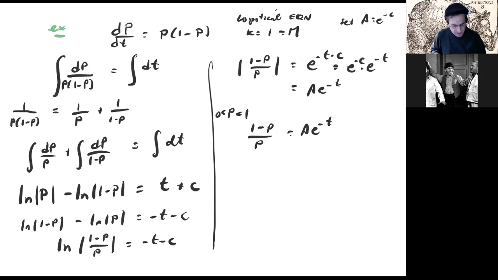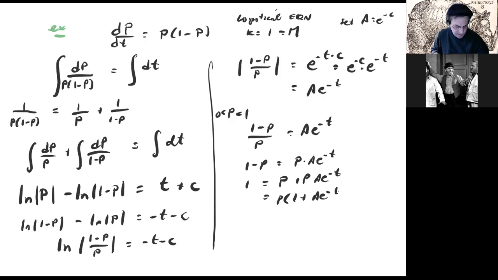And what happens then, we can solve for P, because by cross multiplying, we'll get 1 minus P equals P times A e to the minus T, or in other words, 1 equals P plus P A e to the minus T. We can factor out a P, and you'll get 1 plus A e to the minus T. So P of T equals 1 over 1 plus A e to the minus T. That's if P is between 0 and 1.